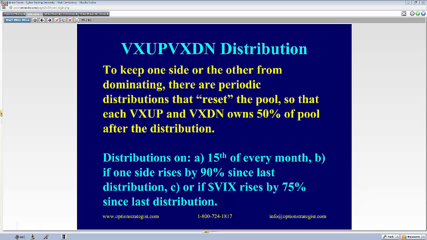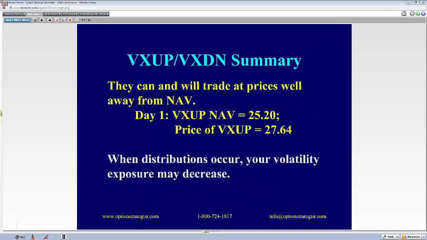So they reset them to equal prices at 3 different times. They'll do it on the 15th of every month. They'll also do it if one of the sides or the other rises by 90%. And they'll also do it if VIX rises by 75%. So again, if you're really interested in this product, I wrote a paper on it. But the point is that this can trade well away from net asset value.